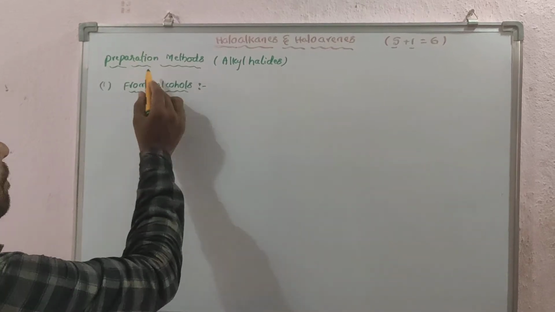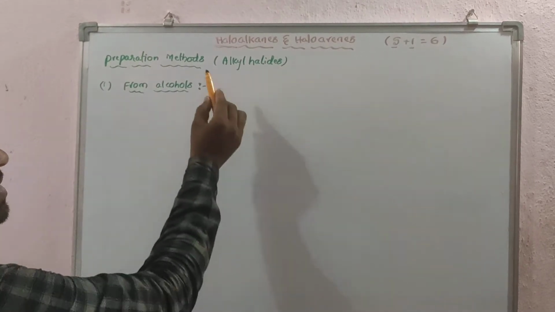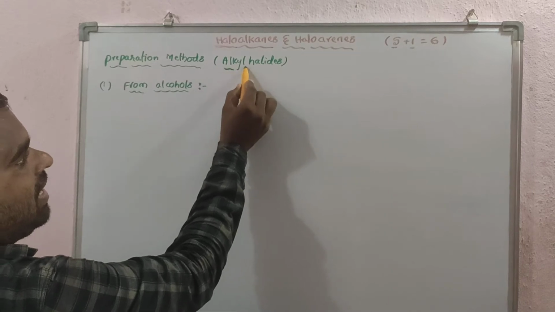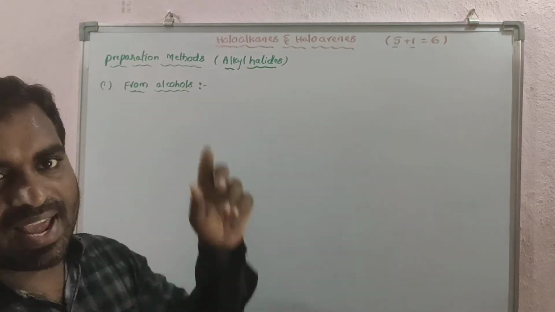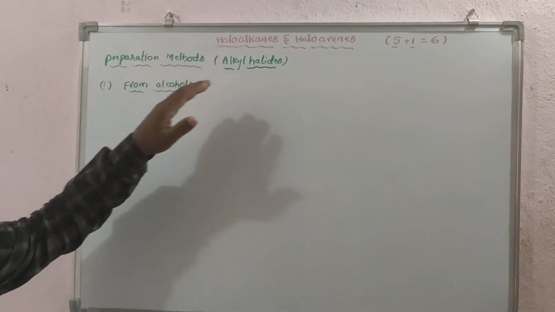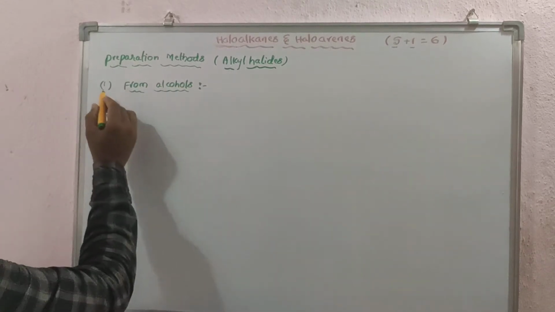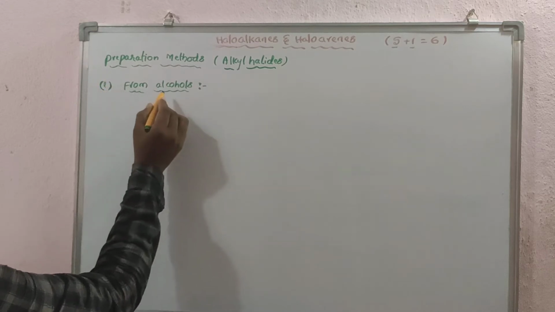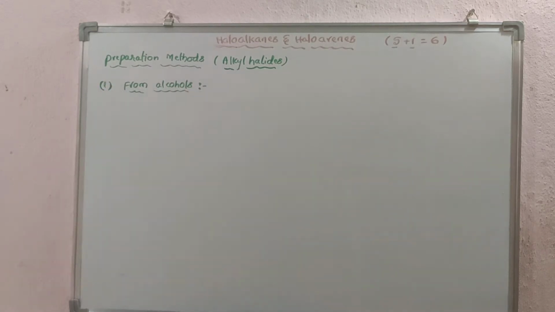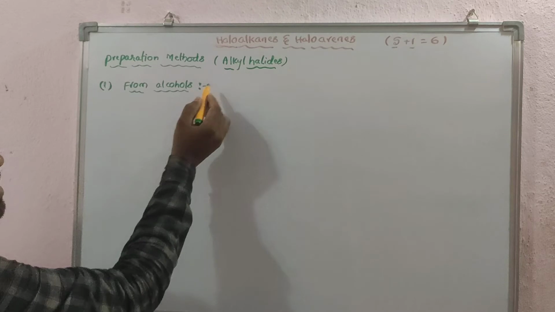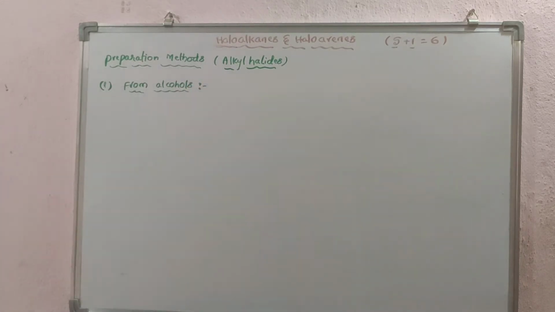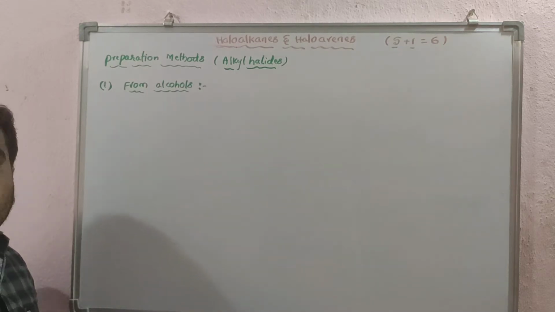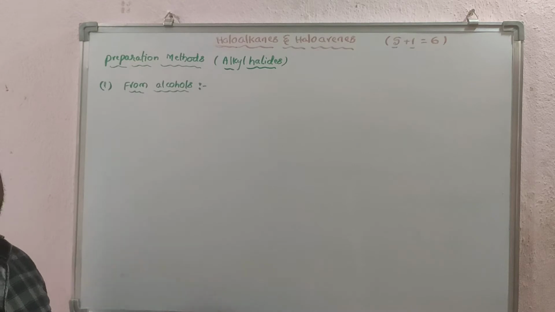Next one is preparation methods. First we will discuss preparations of alkyl halides, and after that we will go for the preparation methods for aryl halides. Clear? And first one, preparation of alkyl halides. First one is from alcohols. Alkyl halides are prepared from the alcohols by the treatment of halogen acids or phosphorus halides or thionyl chloride.